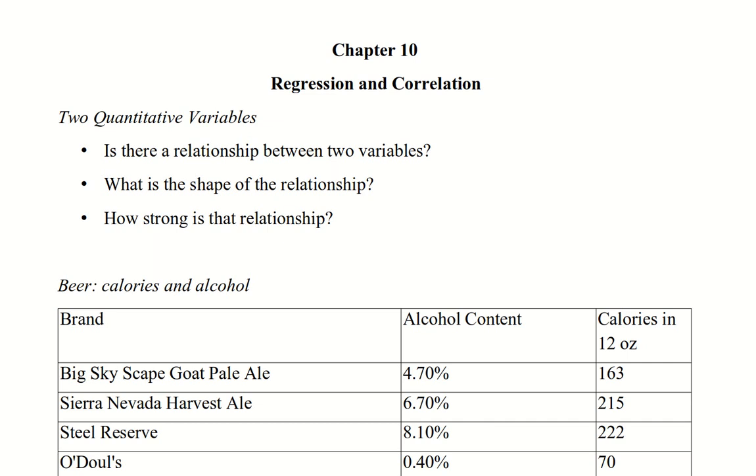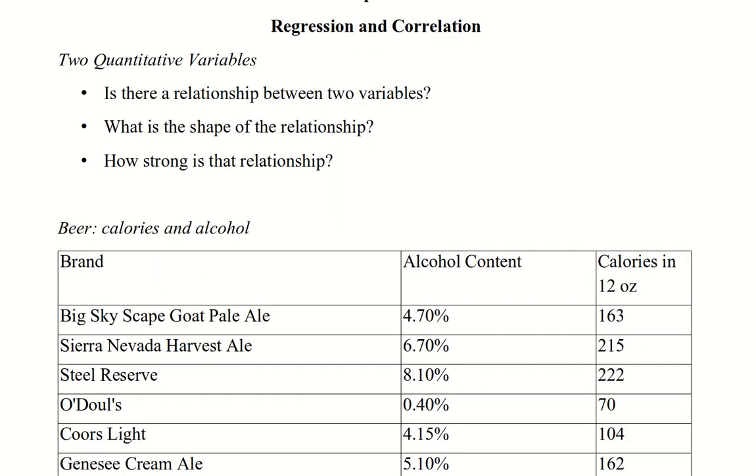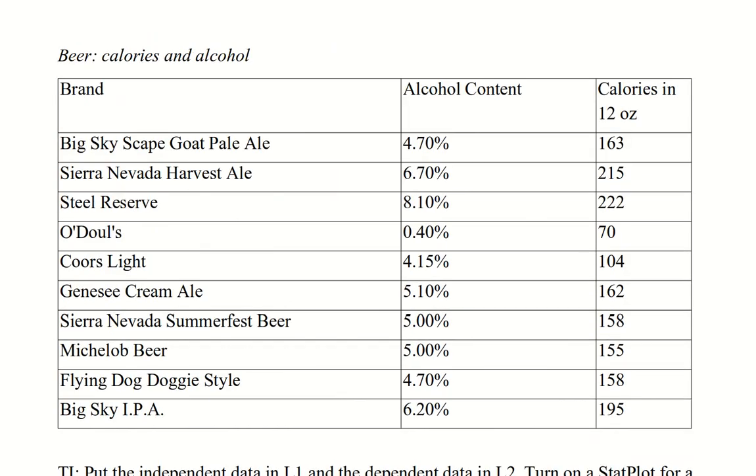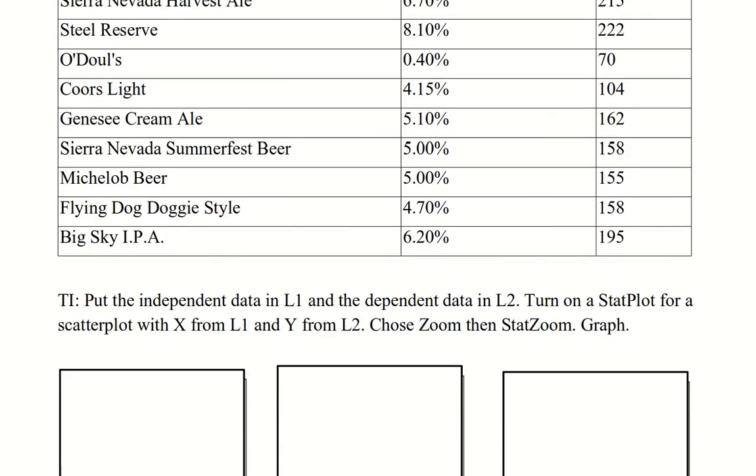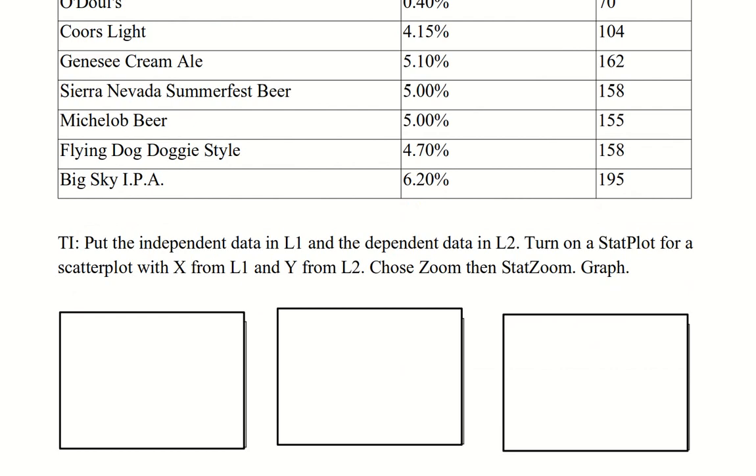So for our first example, we're going to look at several brands of beer and their alcohol content. So take a minute to enter the alcohol content into L1 and the number of calories into L2. You do not have to convert the percentages into decimals if you don't want to. You can leave it as 4.7, for example, for the first one. Once you've done that, let's go into our calculator and let's make a graph of this. Let's look at how this data looks.